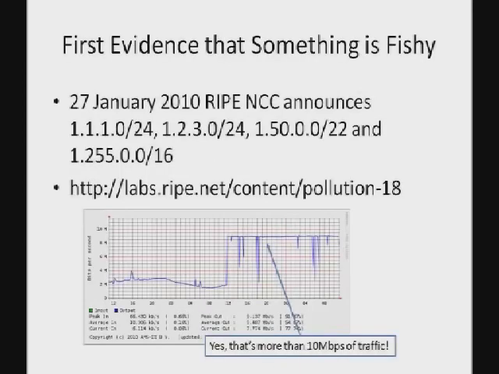The first evidence that something was not quite right with the 1/8, well, we knew anecdotally that something was not right, but the first real experimental evidence was from the RIPE debogonizing experiment in January. What they quickly noticed was that when they announced their debogon prefixes, they maxed out their 10 megabit per second link. So right away, there was the first evidence that something was not right.